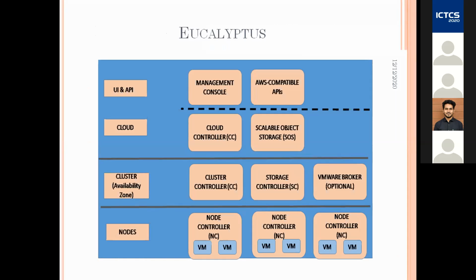It has main components as cloud controller, cluster controller, storage controller, VMware broker, and node controller. Here the cloud controller acts as a web-based administrative interface to query other components for any request and information. It manages the virtual resources in the cloud infrastructure.